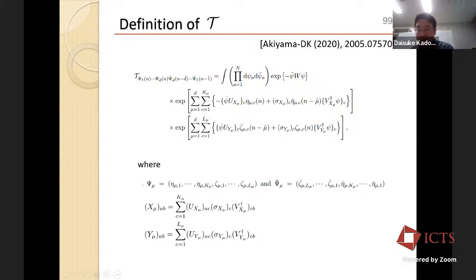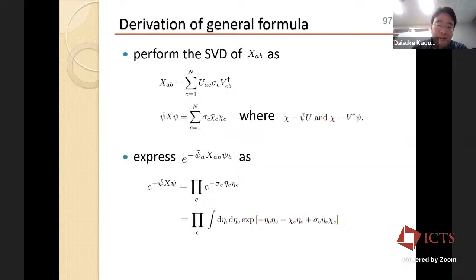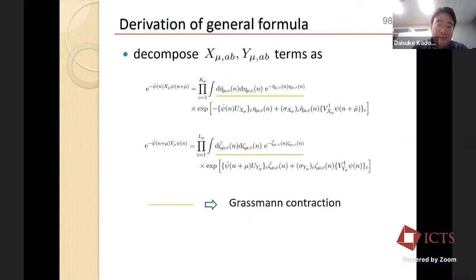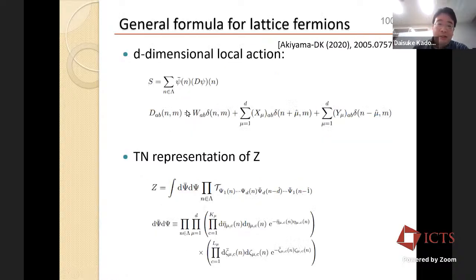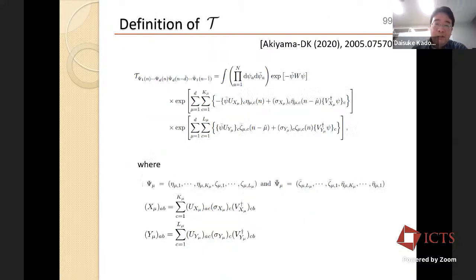So we found the general form of the Grassmann tensor network representation for general local lattice fermions, and the partition function of this local lattice fermion is expressed as a Grassmann tensor network with this Grassmann tensor.